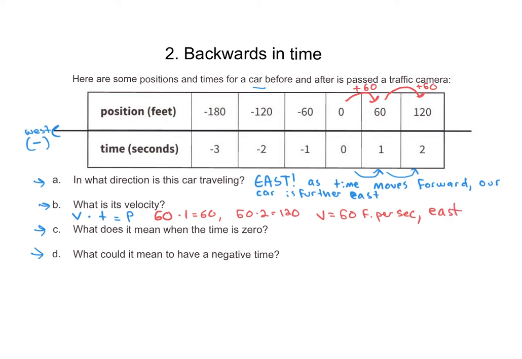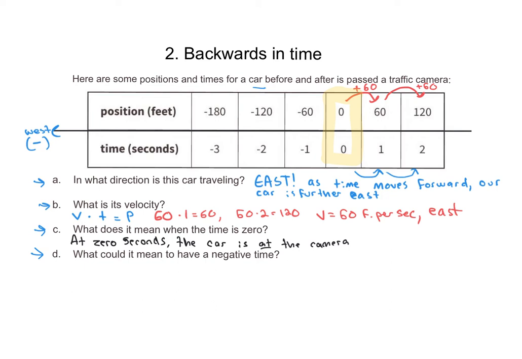All right, so what does it mean then when time is 0? We have our time as 0 right here, and that is our reference point. That is the point at which we are at the camera. So at 0 seconds, the car is at the camera. So D, what could it mean then to have negative time?